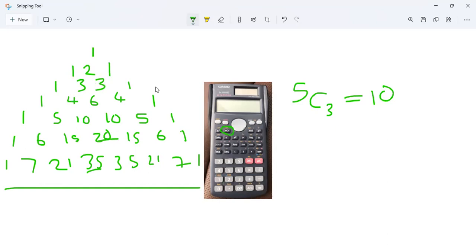Any number combination 0 is 1. A number combination 1 is itself, so 7 combination 1 is 7. A number combination itself is 1, so 7 combination 7 is 1. A number combination second last number is itself, so 7 combination 6 is 7. So 6 combination 5 is 6, 6 combination 6 is 1, 6 combination 0 is 1, 6 combination 1 is 6. All right.